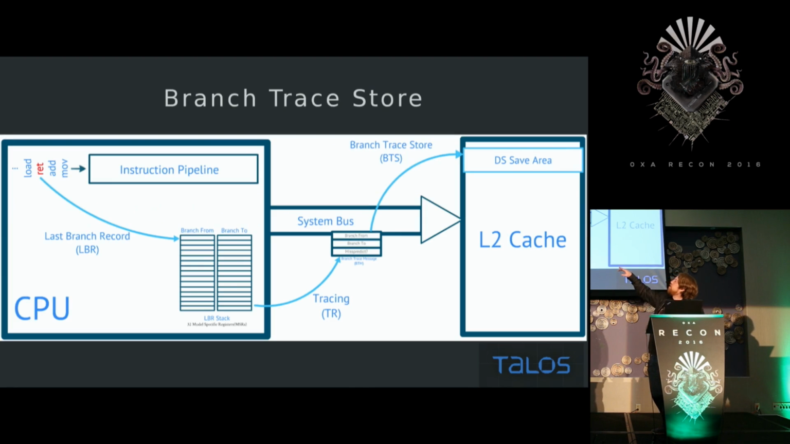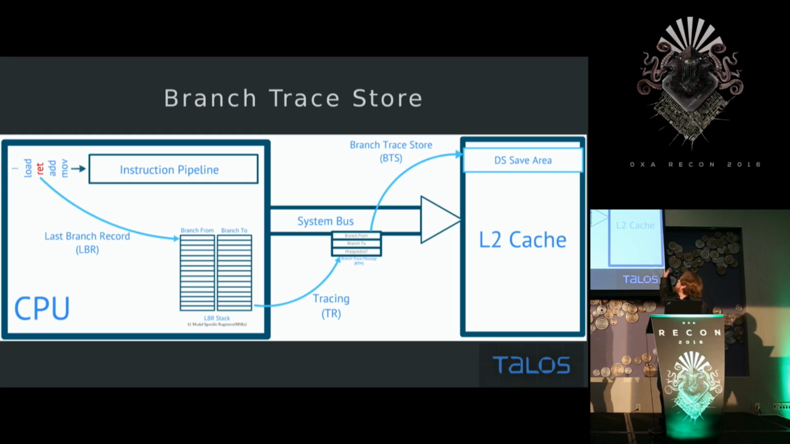Essentially, when your branches like a ret or a jump are loaded into the instruction pipeline, there's a series of registers behind the scenes that you don't normally view called the LBR registers. Those keep the branch from and to, and also a bit on whether or not that was a predicted branch, just for internal cache tuning. And if you have the branch trace message flag enabled, then that will actually go outside of the CPU onto the system bus and into your L2 cache.